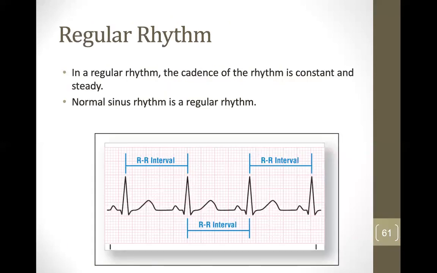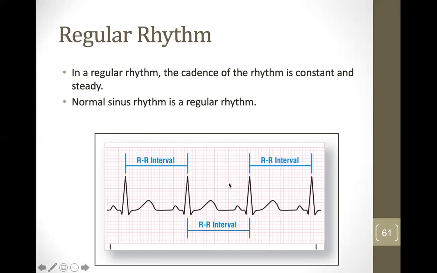So what we want to do is identify if it's a regular rhythm, which means that it's constant and steady, and the R to R intervals are the same between each of these different cardiac cycles. So the distance from this R interval to R interval is the same as from this R interval to this R interval, which is also the same from this one to this one.